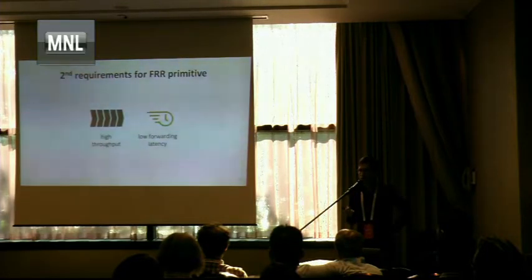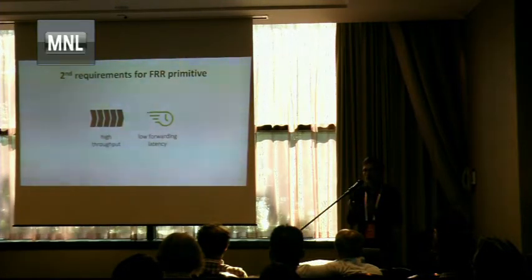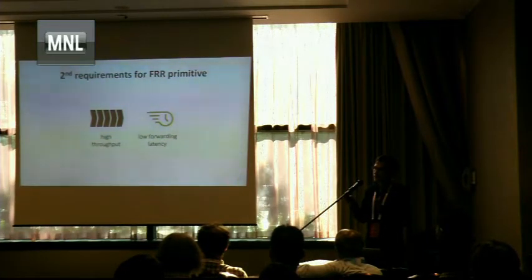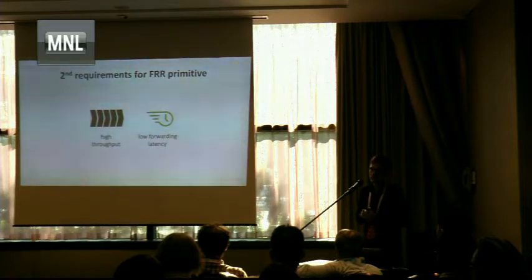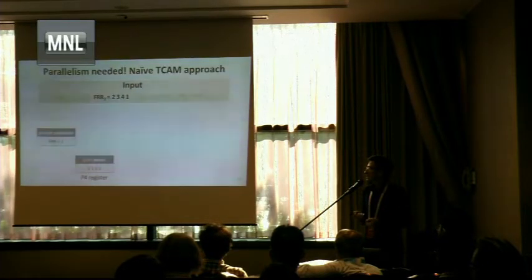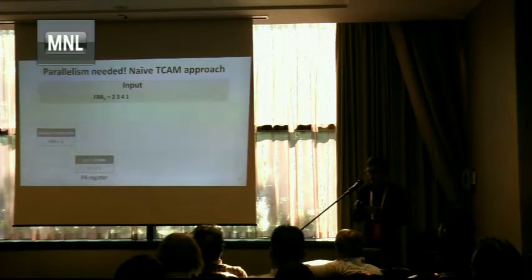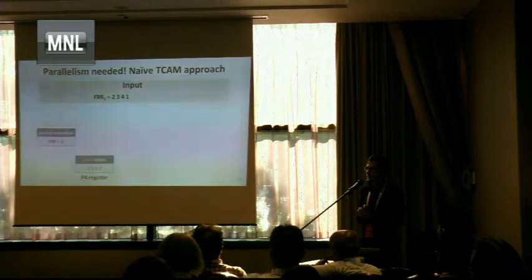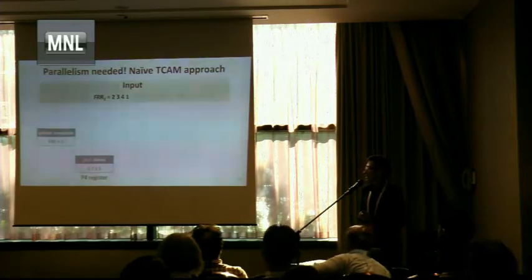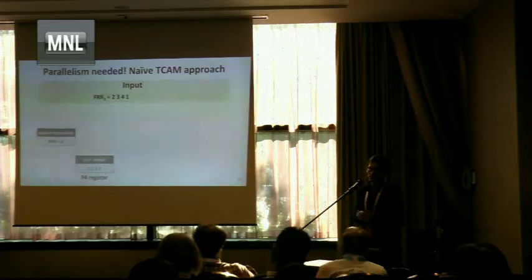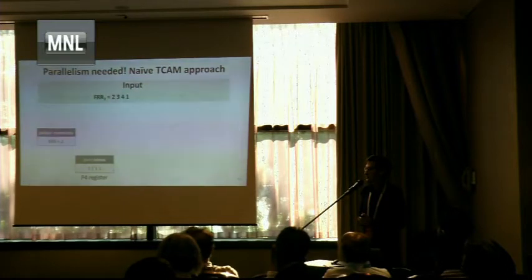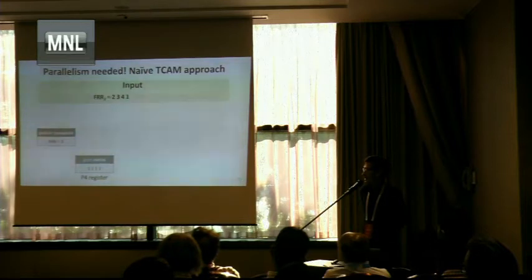So the second requirement for a faster route primitive is that we want to have low latency, which means the packet processing time shouldn't depend on the number of failed links that we have on the switch. To keep latency as stable as possible, we need to resort to some level of parallelism. One natural structure that we have in a switch is a TCAM memory that we can try to exploit in order to find the first active port in a parallel way.